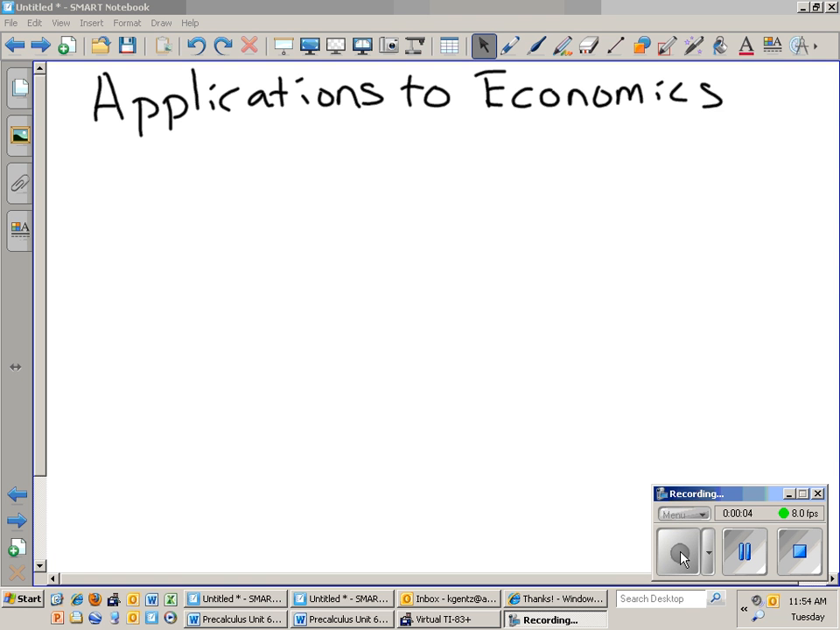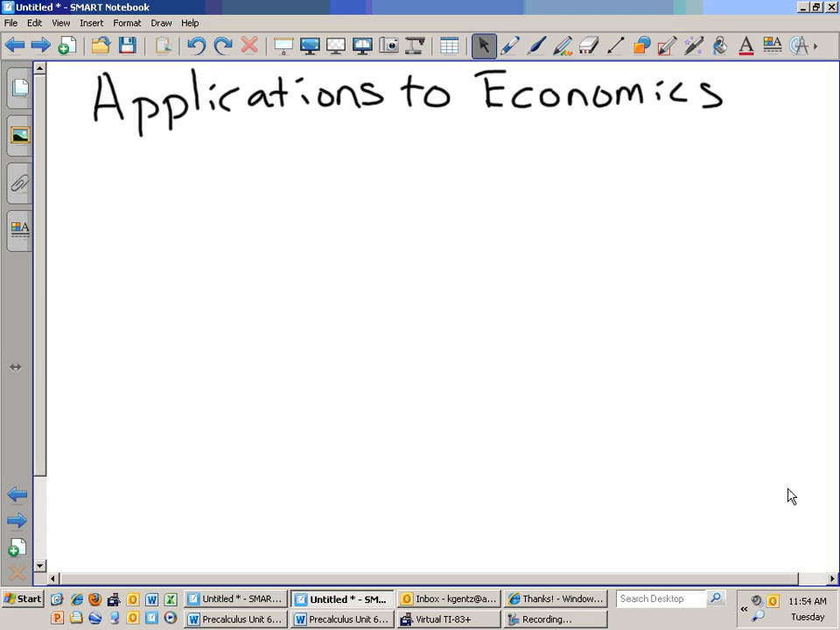Okay, we begin with this. Please write this down, applications to economics. We're in section 4.9. Okay. Economics is concerned with profit, cost, revenue, pieces like that. And the first thing we're going to define is this.